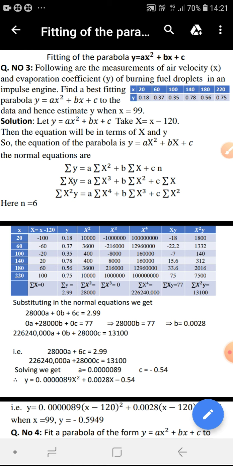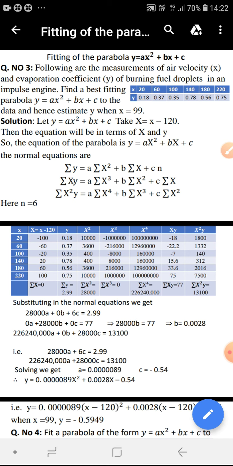In the table of values, altogether there are 6 pairs of x, y values. So n will be equal to 6. To fit a parabola, we need to calculate the coefficients a, b, c. To find these 3 unknowns a, b, c, we frame normal equations, which is a set of 3 linear equations in terms of 3 unknowns a, b, c. As before, directly you can write the normal equation by keeping the given equation y equal to ax square plus bx plus c in the same form.